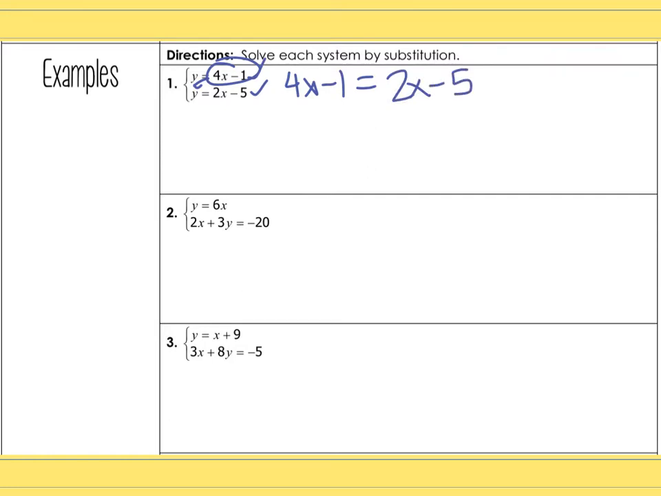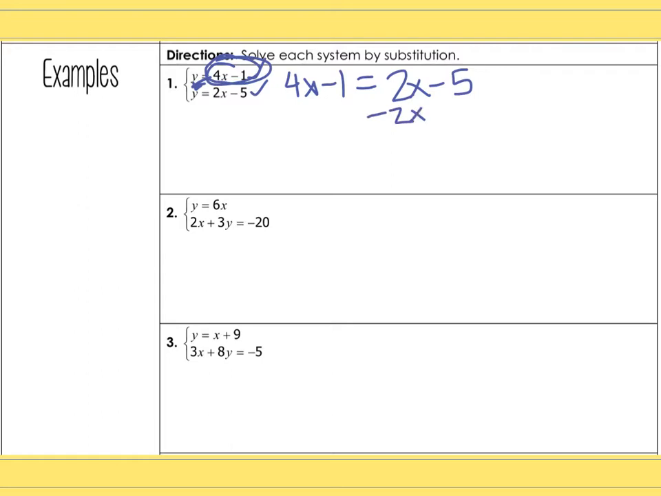Did you hear me? Did you see what I did? All I did was, since y equals 4x minus 1, I took it and substituted it in for this y here. Now it's all about solving for x. X is the only variable I have. To do that, I need to get x by itself.